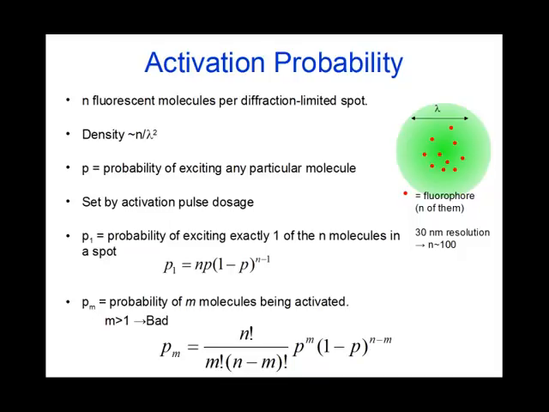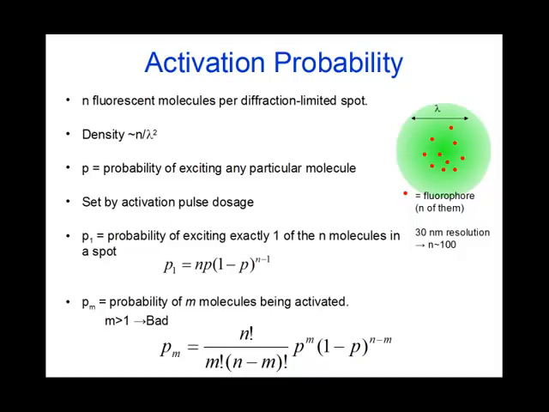I don't get to decide which ones are on, but I get to play with the intensity of the laser beam that switches things between activated and dark states. So I get to decide what fraction of them are on. And as long as we're outside of the FRET regime, as long as we're outside of a regime where the molecules interact with each other, the probability of getting m molecules on in this spot is given by the binomial distribution. And we want to pick our activation probability such that P1 is large.